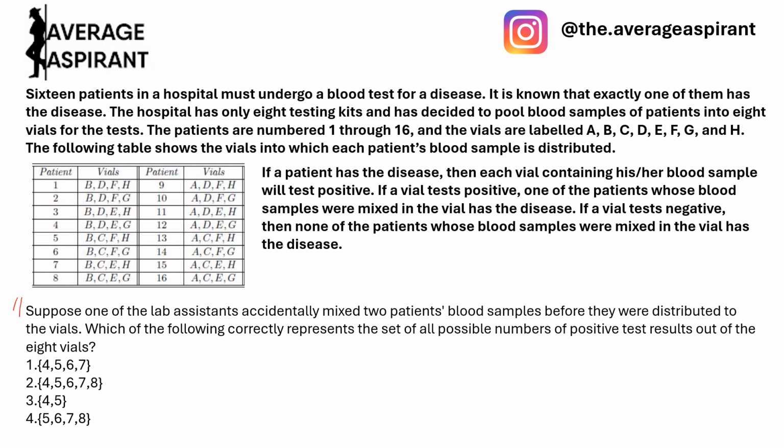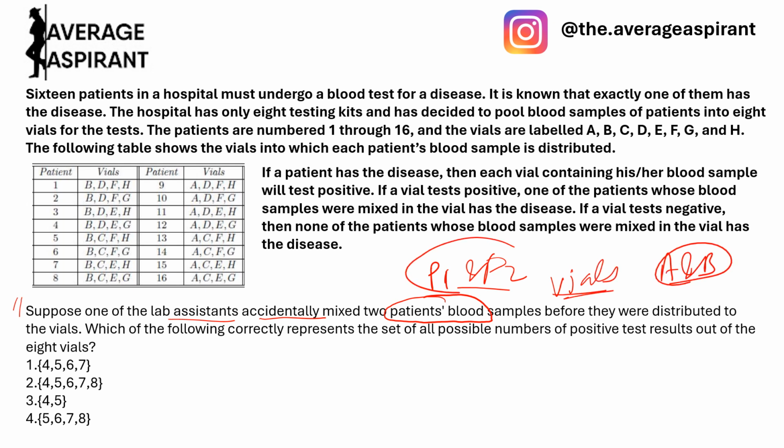So suppose one of the lab assistants accidentally mixed two patients' blood samples. So they mixed the patients' blood samples. So P1 and P2 are mixed, for example, and it is not vials that are being mixed. So please note that A and B are not being mixed. Patient 1 and patient 2 are being mixed, before they were distributed to the vials. So which of the following correctly represents all sets of possible numbers of positive test results out of the 8 vials?